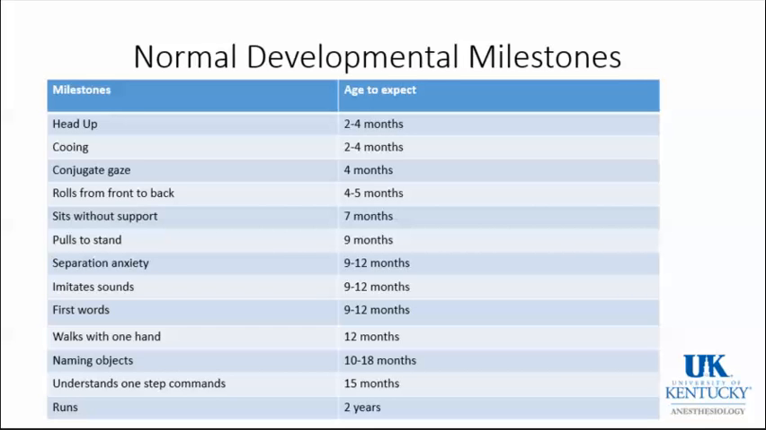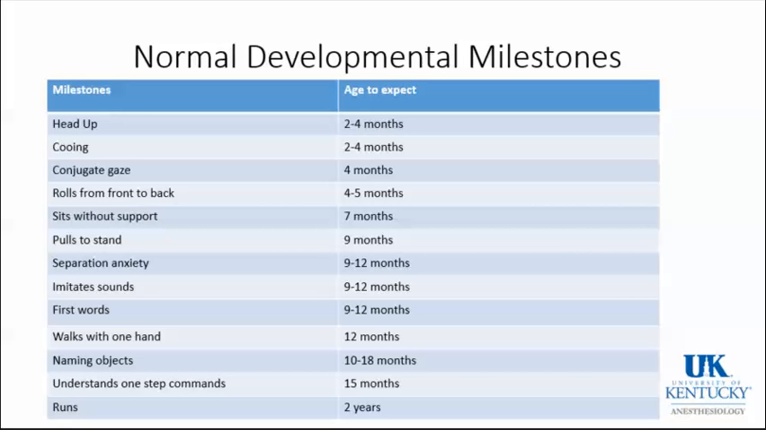The second important thing is rolling. Children start rolling from the supine to the prone position around 4 to 5 months of age, and that's normal. They can sit up without support around 7 months of age, try to pull up to a standing position about 10 months of age, take first steps around the first birthday, and say first words around the first birthday too.